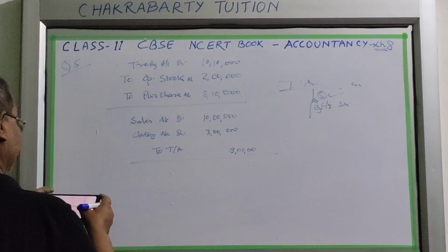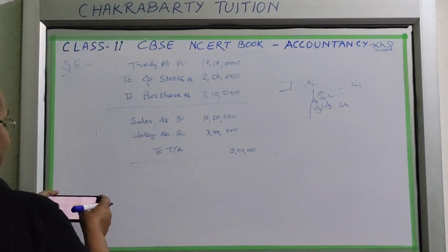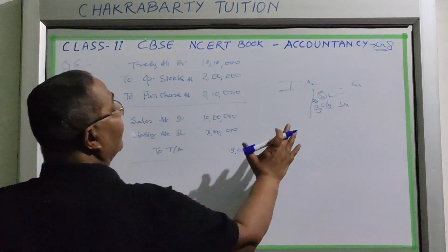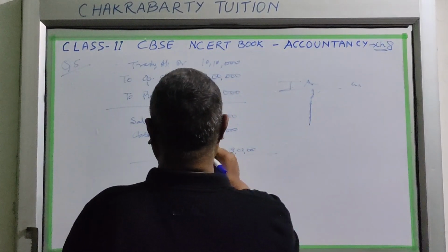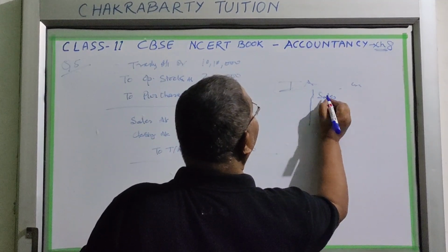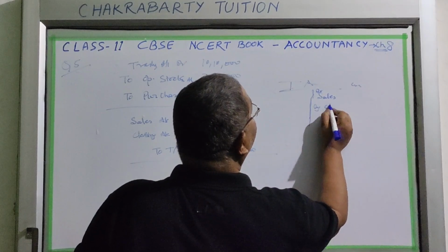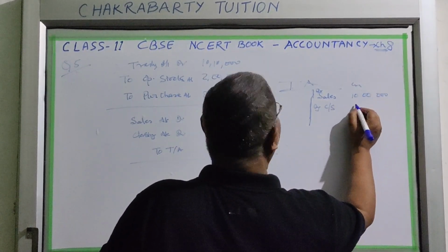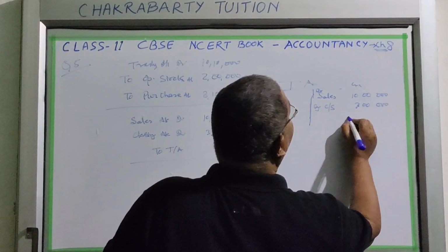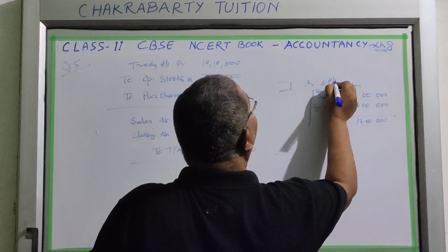Now the second part is to show how the above items will appear in the trading account, PL account and balance sheet. So trading account, how will it come? Let us make the trading account. It will come by sales and by closing stock: 10 lakhs and 3 lakhs, all total 13 lakhs. Trading and PL account.